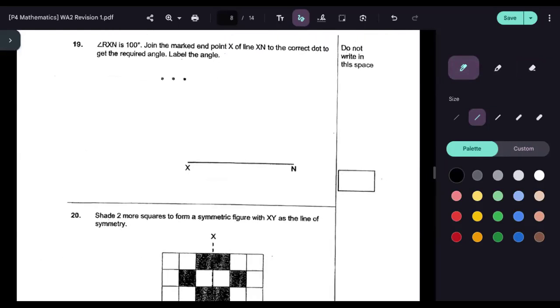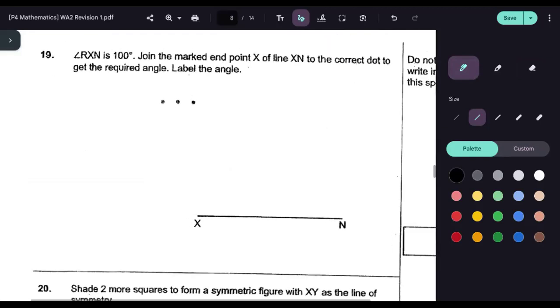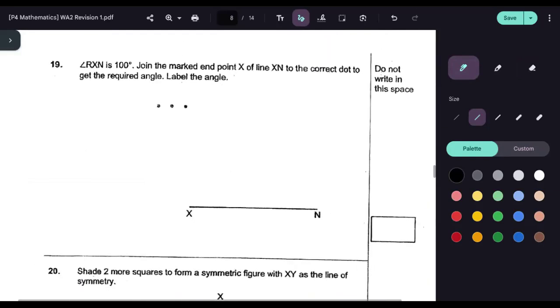Okay, next one. Angle RXN is 100 degrees. Join the marked end point X of line XN to correct the dot to get the required angle and label the angle. So for this case, if I put it here, okay, that's it. Simple. Okay, this one just use common sense.